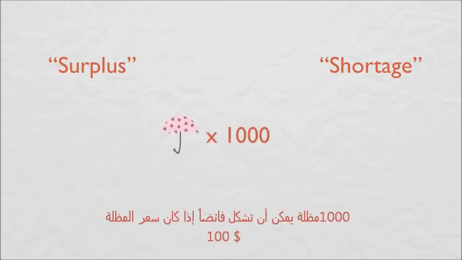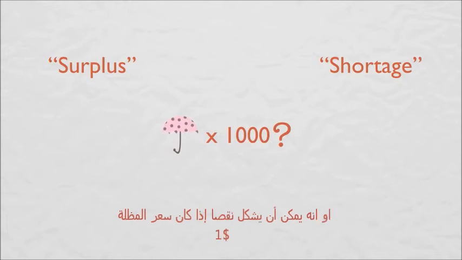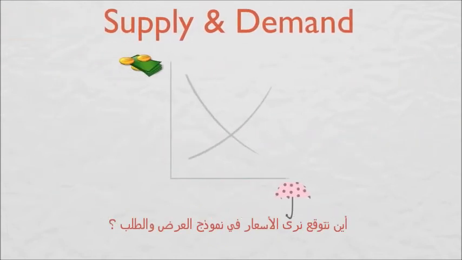It's important to realize that the words surplus and shortage always refer to price phenomena. 1,000 umbrellas could constitute a surplus if the price of an umbrella is $100, or it could constitute a shortage if the price of an umbrella is $1.